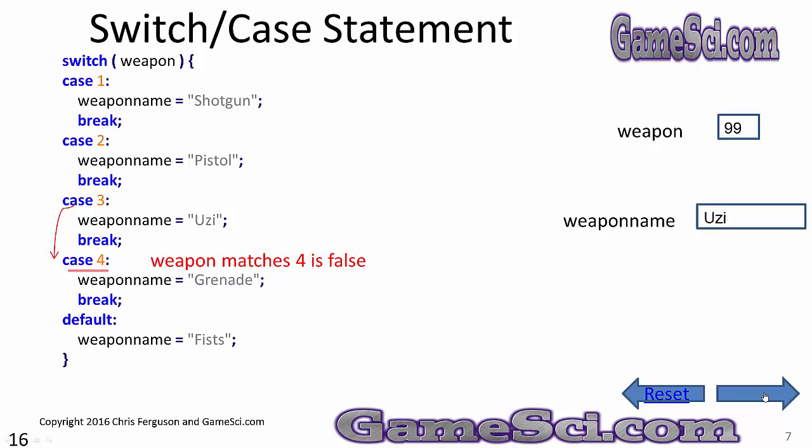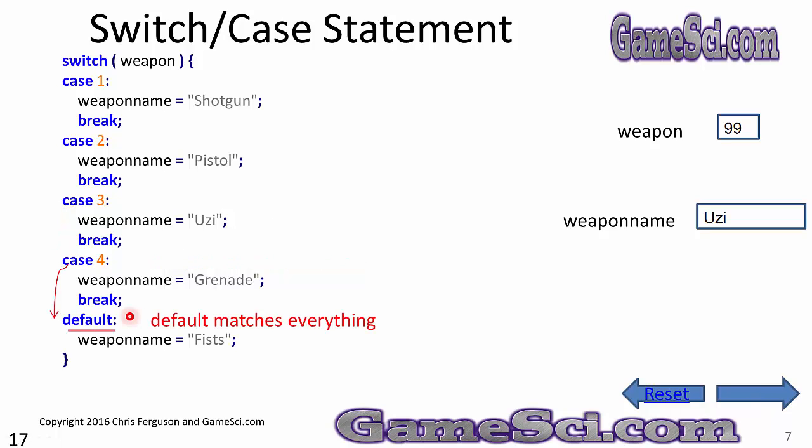So what's going to happen here when I have a value of 99 in weapon is it's going to hit what's called the default case. The default case matches everything. The default case says if none of these match, execute the default. It's kind of like that final else in the else-if statement. It matches everything. If my weapon number does not match 1, 2, 3, or 4, it will execute the default. When it executes the default, weapon name will go to fist. You can see there's my new value in weapon name.